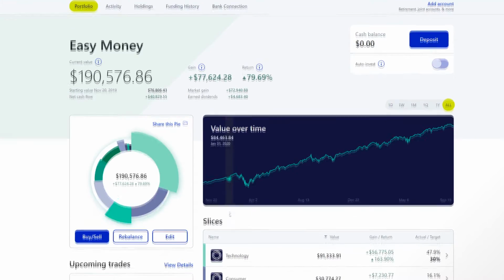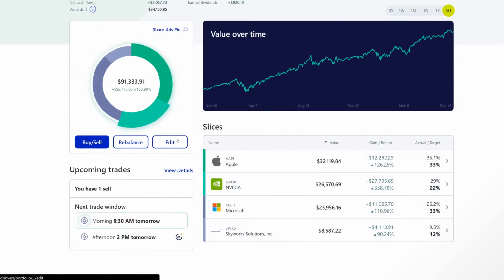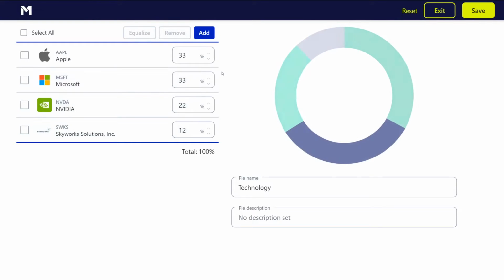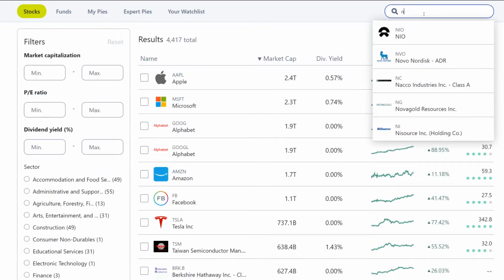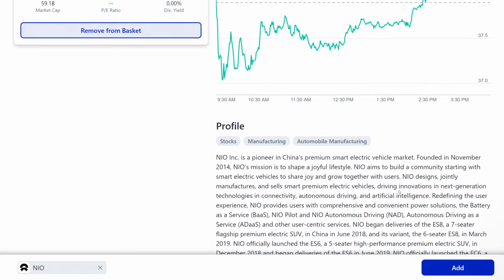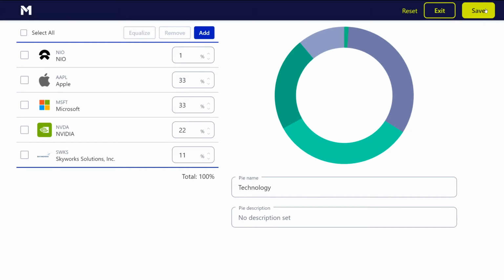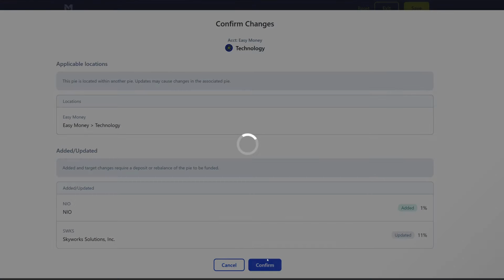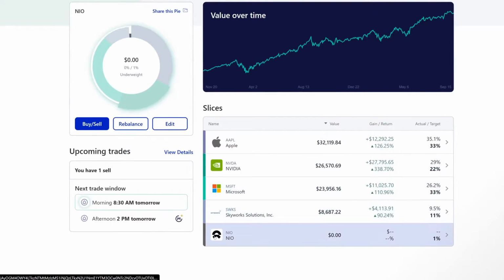Next thing you'll do is just go to the technology or the sub pie that you want to move this towards. We're going to go ahead and edit, so we're trying to move it to the technology pie. We're going to click add, and we're going to look for NEO, and then at that point you're going to add it to the basket, add it to the sub pie. I'm just going to remove 1% from Skyworks, and we're going to go ahead and save. And so at this point, click confirm. And so Neo is in our sub pie of the technology, but it has $0, right?